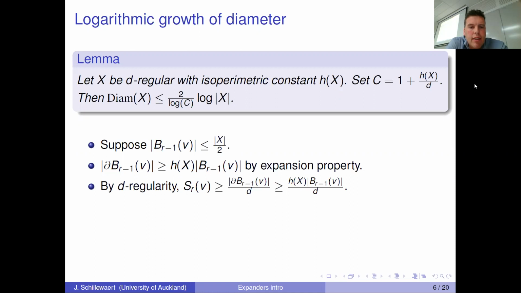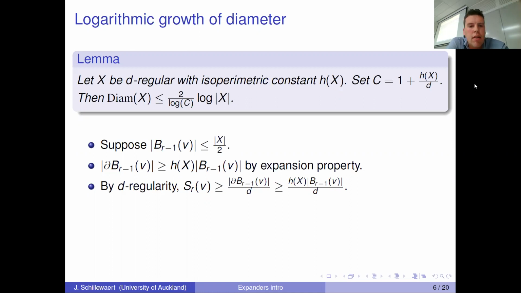So I have d-regularity. Therefore, if I look at the sphere of radius r at V, if I'm going to leave the ball of radius r minus 1, I'm going to leave it by ending up in the sphere of radius r. But if you look backwards from that sphere, every element in that sphere has at most d neighbors, and in the best case, they're all inside that ball. So d times S_R of V is at least equal to the boundary value. So if I then put it in the denominator, I get that bound. And using the previous line, I can simplify like that.